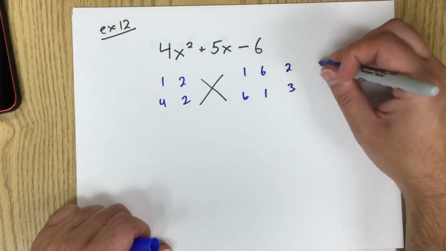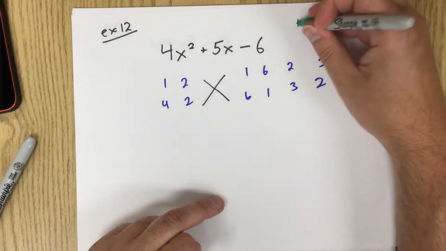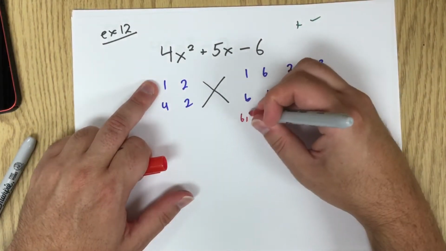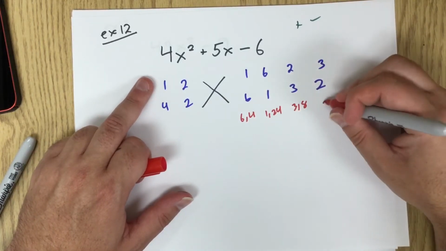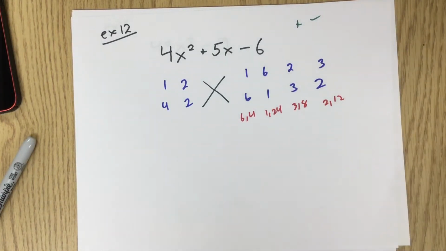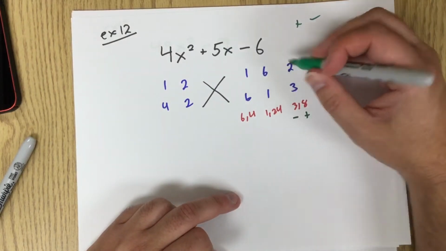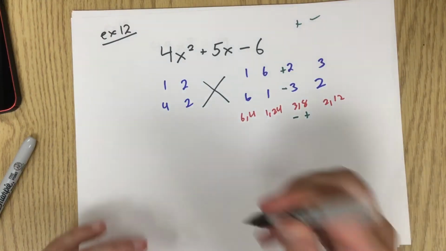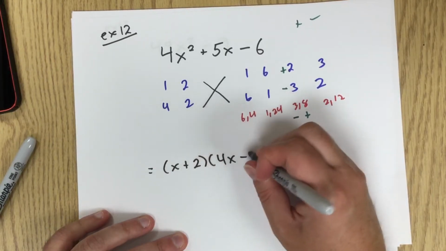6, 1, 2, 3, 3, 2. It multiplies to a negative, so it's going to be a plus minus. So it's going to be 6 and 4, 1 and 24, 3 and 8, 2 and 12. And that's the one that's going to work. So that's going to be, we need minus 3 and plus 8. We got the 8 from there, we got the 3 from there. And so it's going to be x plus 2, 4x minus 3.